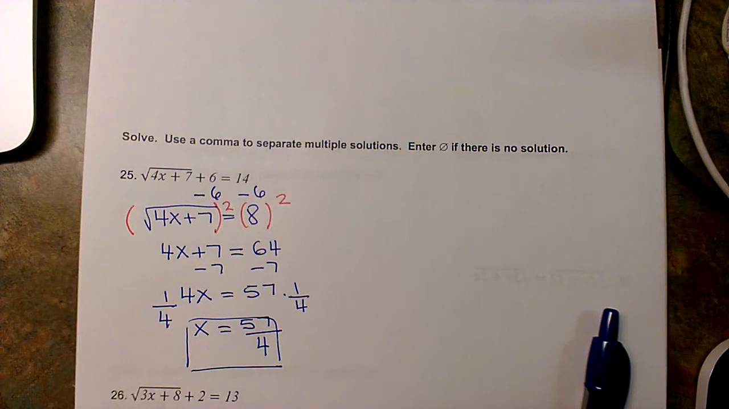That one is pretty straightforward, right guys? Yeah. You isolate the root and then you square or cube, depends on the index, and then you solve it for x.